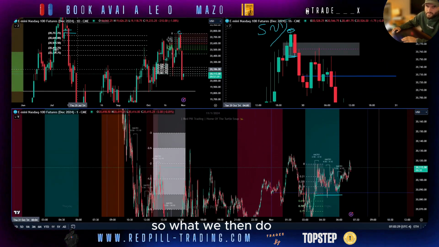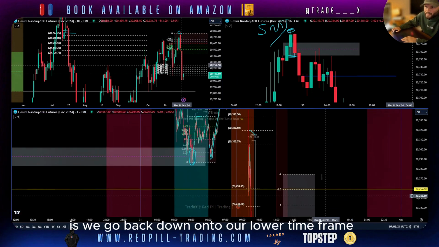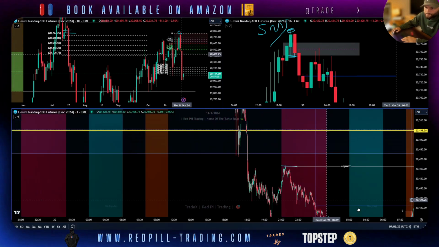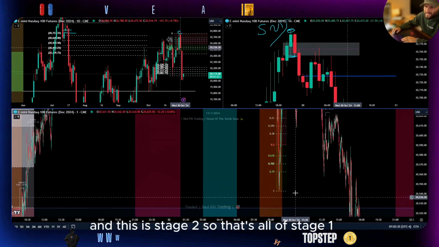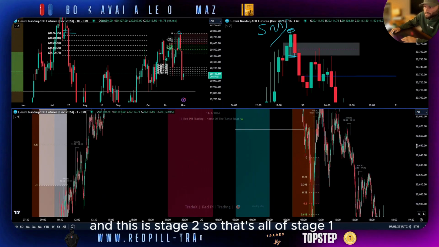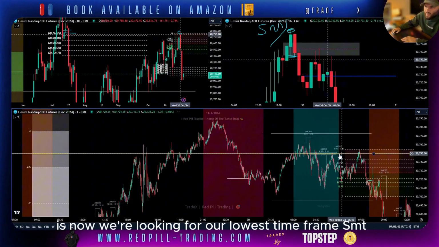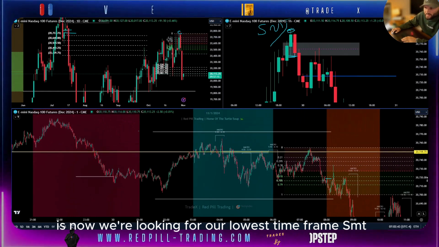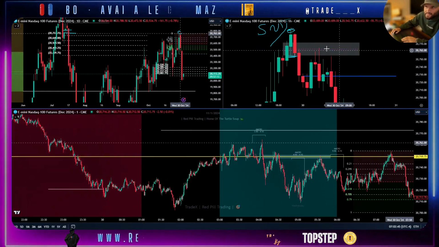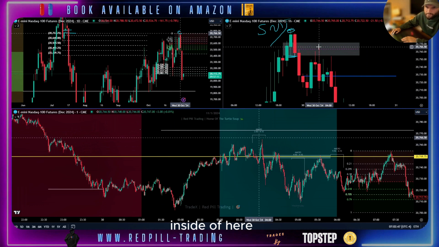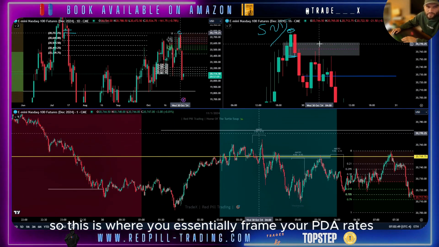So what we then do is we go back down onto our lower time frame. And this is stage 2. So that's all of stage 1. Stage 2 is now we're looking for our lower time frame SMT inside of here. So this is where you essentially frame your PDRAs.